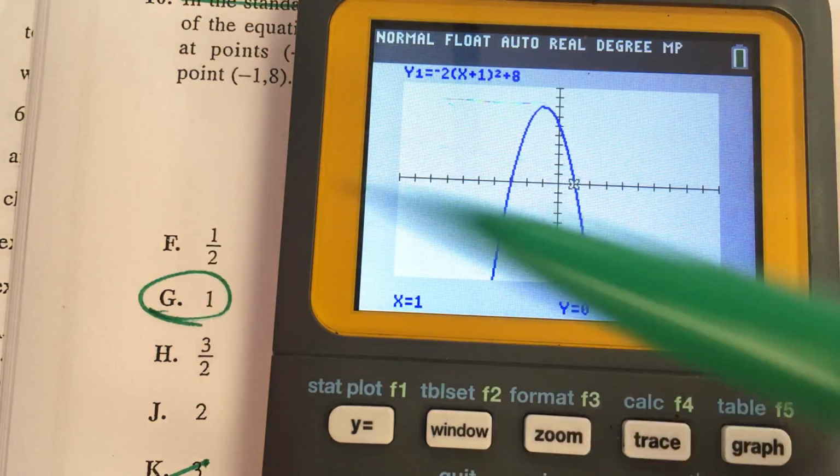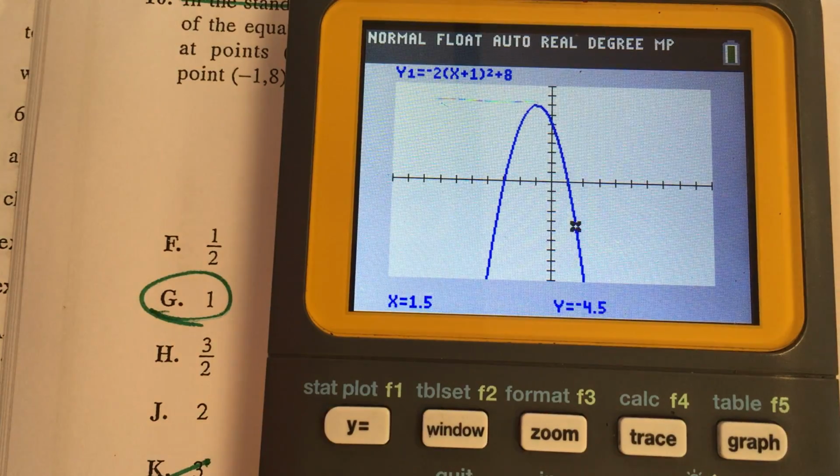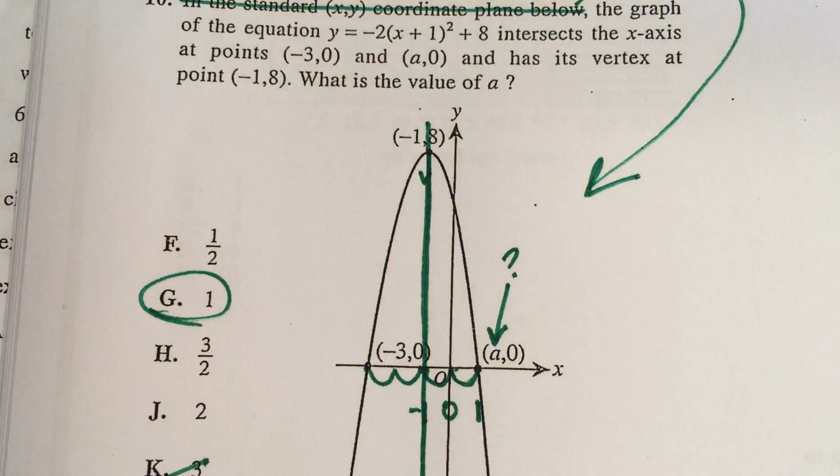If I wanted to check my other answers, I could type 1/2 and press enter. That's not quite it. Or 3/2. That's not quite it. 2, that's definitely not it. So I can see that 1 is my best answer. I know that G is the correct answer.